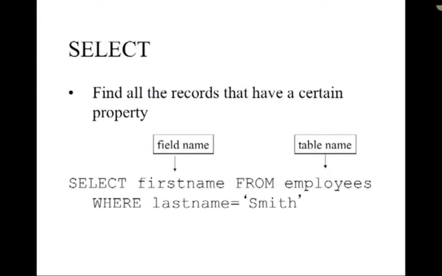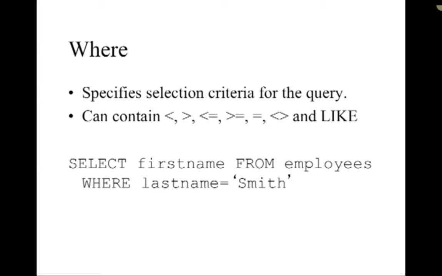Now we can find all the records that have a certain property or that match our criteria. So if we say something like select first name, which is one of our fields in our employee table, from, and then the name of our table, which is employees, where last name equals, and then we have the exact criteria that we wanted to match. So in this case, this is going to go to the employees table, and it's going to give us the first names of everybody who has the last name that matches Smith. So we use the criteria of where to find an exact match.